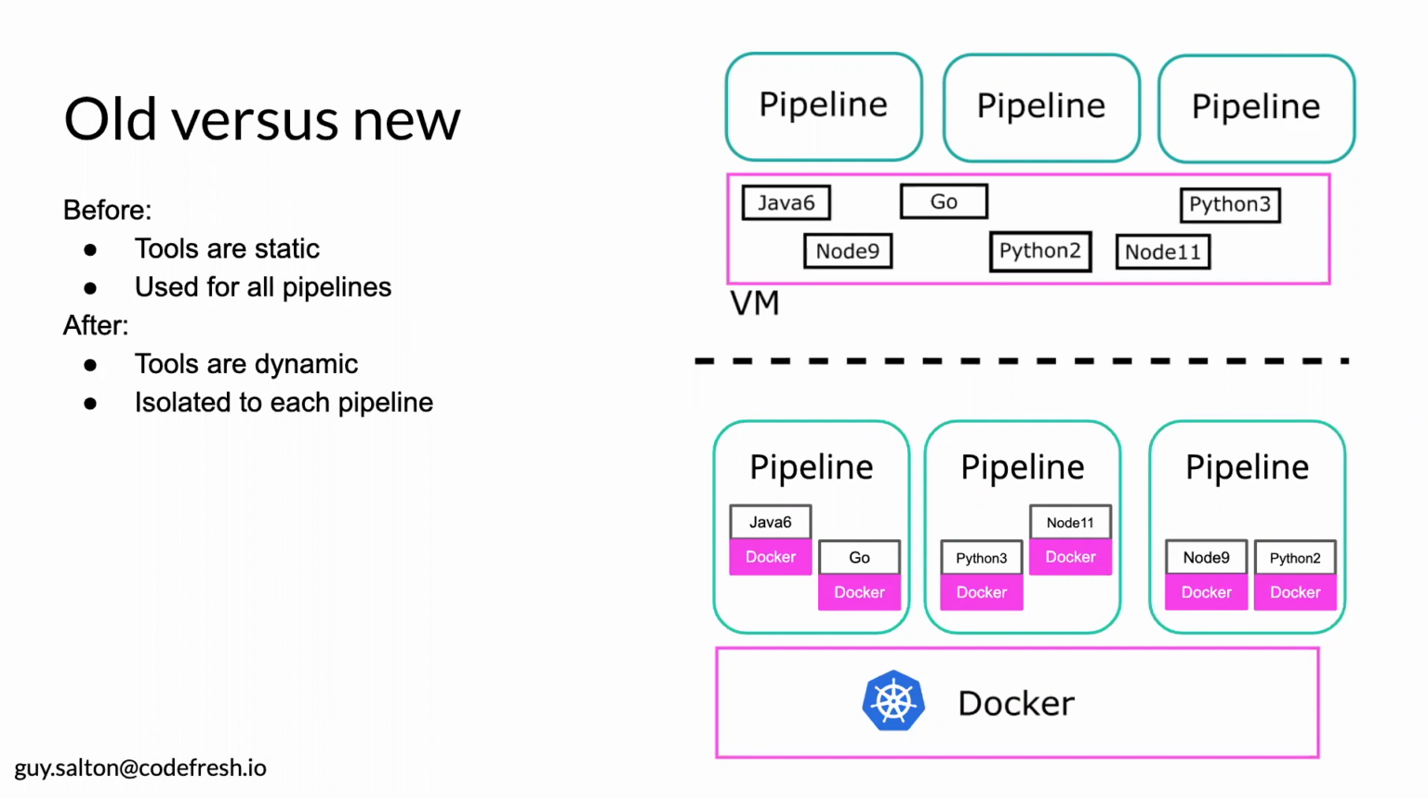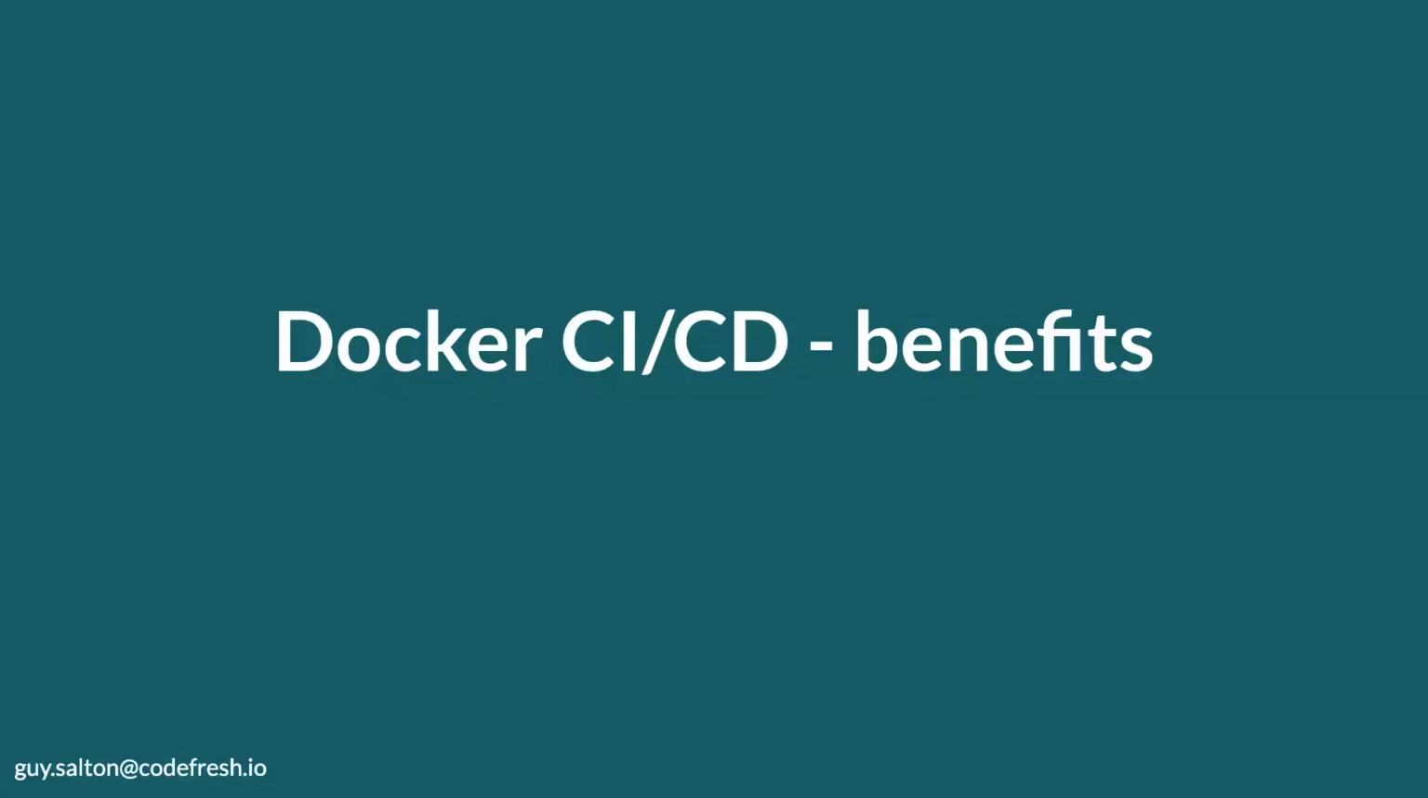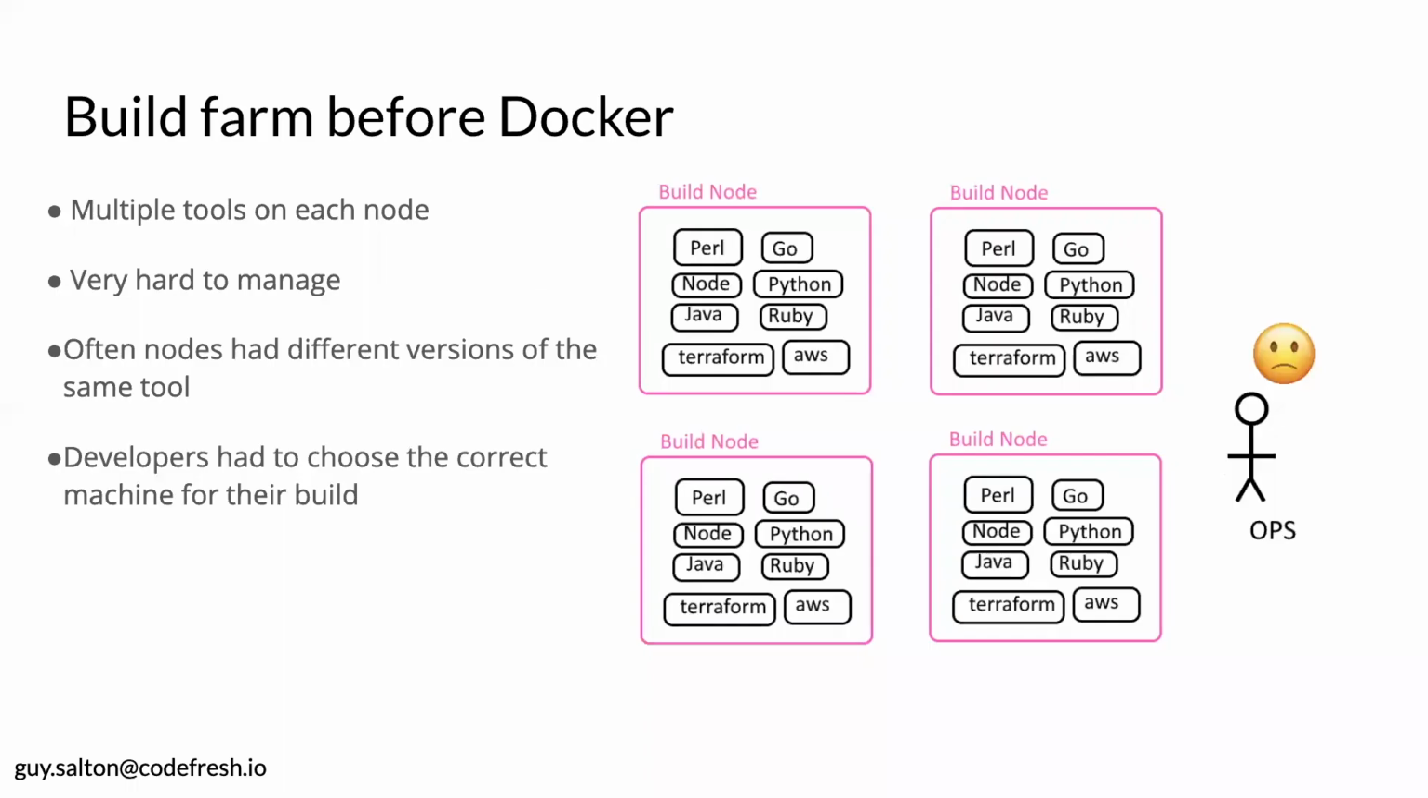So again, using Docker as deployment artifact is not the main focus of this talk, but it's also a very important topic, and we fully support it here in Codefresh with different methodologies of deployment, like canary deployments, blue-green deployment, with or without Istio, deployment to Kubernetes. So you can check out different blogs and webinars that we created that focus on Docker as deployment artifact. But going back to our focus of Docker in CI and CD, let's see some of the benefits.